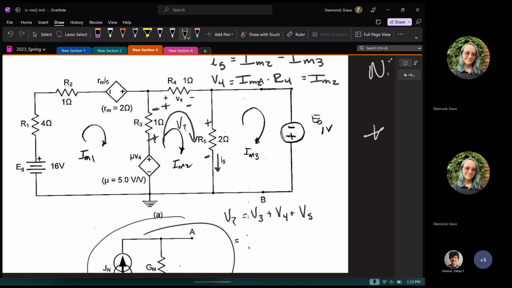Keep in mind I drew the polarities, so that's going to determine which is subtracted. Since I drew this polarity from plus to minus, exactly, it's going to be 1 times IM2 minus IM1, plus we already wrote V4, which is just IM2 times 1, plus V5 is going to be, anybody? IM2 minus IM3. Exactly, 2 times IM2 minus IM3.